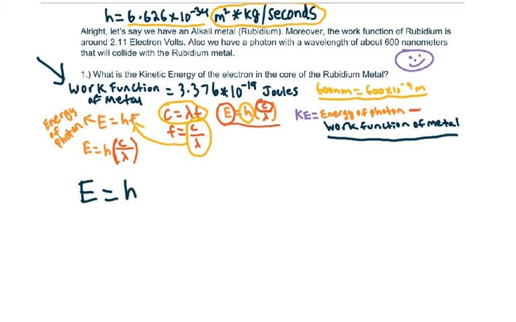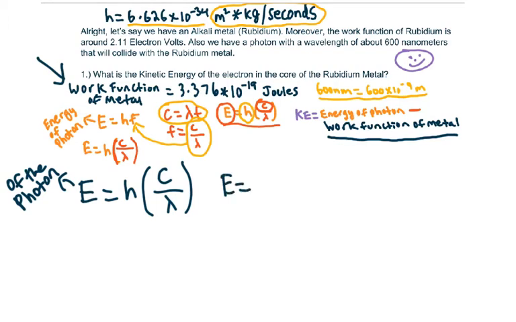Energy of the photon is equal to Planck's constant times the speed of light over the wavelength. Okay, cool. So now let's go ahead and calculate it. So the energy of the photon, let me write that down. This is the energy of our photon, or our light, which is the same thing as a photon.